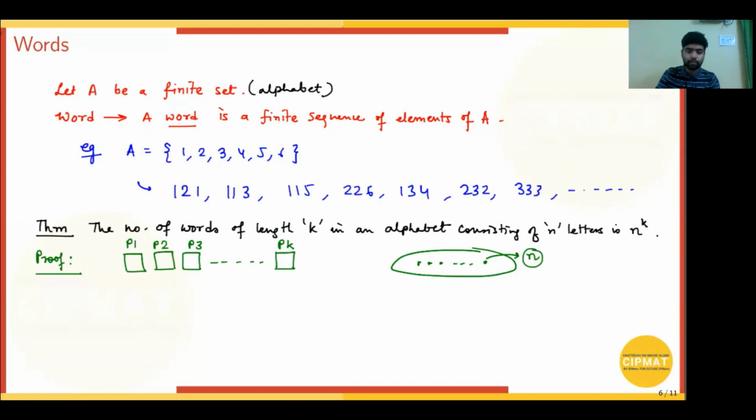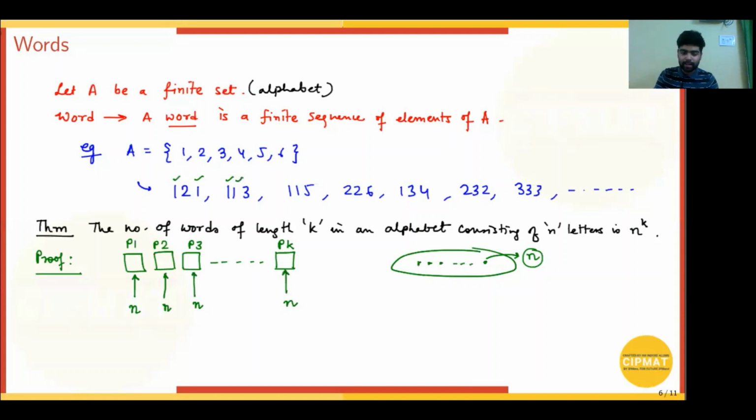Okay, these k places, though repetition is allowed, because over here you can see in the examples, repetition is allowed. So how many words of length k in an alphabet consisting of n letters can be formed? You see, the first place, how many possibilities are there? The number of possibilities for the first place is n. The number of possibilities for the second place is going to be what? N. The number of possibilities for the third place is going to be what? N. In this way, the number of possibilities for the kth place is going to be what?